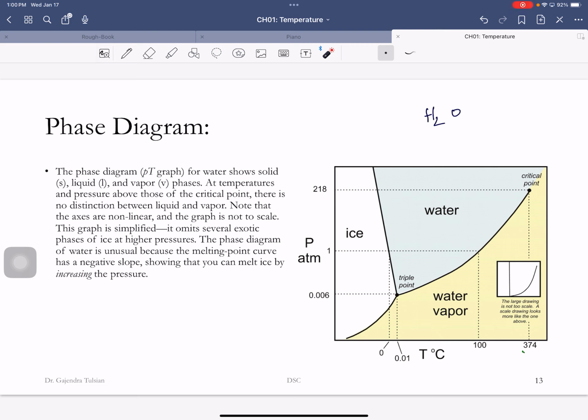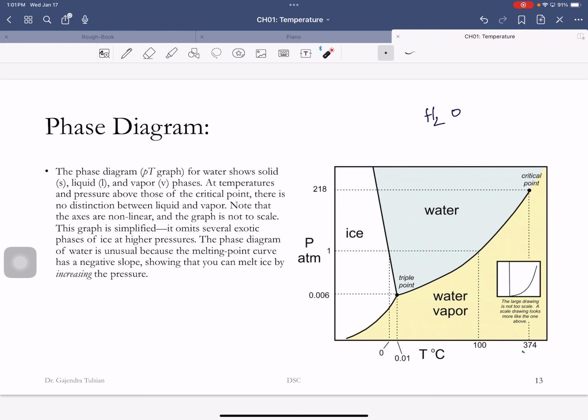Now, water is an interesting substance. For most materials, for the solid to liquid phase, the slope is positive, like that. Water has a negative slope, as you can see. By the way, one thing I should have mentioned is that the axis is nonlinear. This is just to illustrate some facts here.